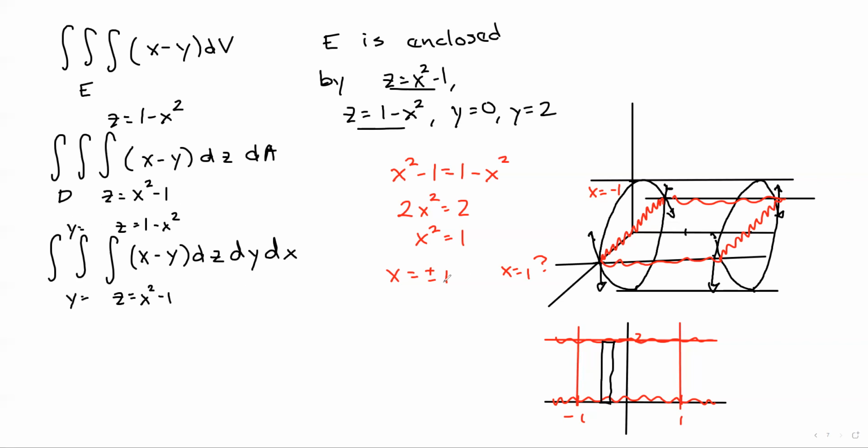All right, so what would our y values be if we're going to do y first? Well, what does y do? Y goes from 0 to 2. And then last, x, and what does x do? X goes from -1 to 1.